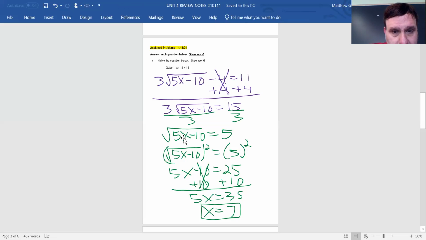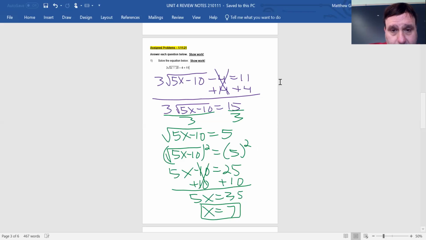The square root of 5x minus 10 equals 5. To get rid of that radical, you have to square both sides. By squaring the radical, you're just left with the value inside the radical, the 5x minus 10. That is called, again, the radicand. So 5x minus 10 equals 25. Then add 10 and divide by 5, and x equals 7.